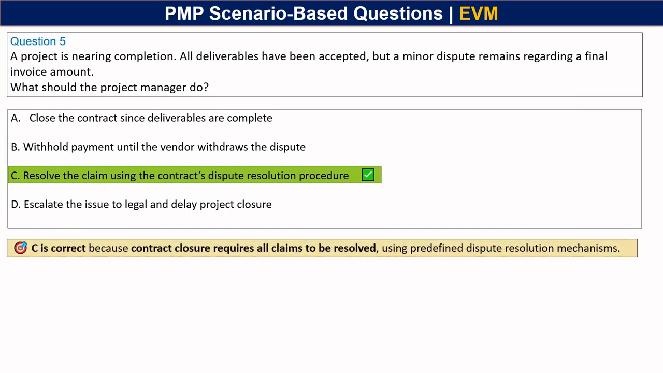C is correct because contract closure requires all claims to be resolved using predefined dispute resolution mechanisms.